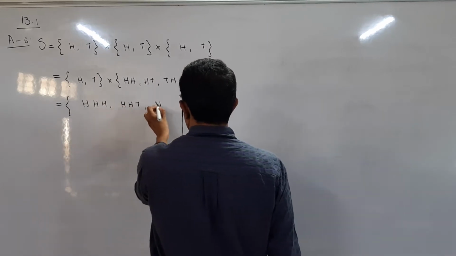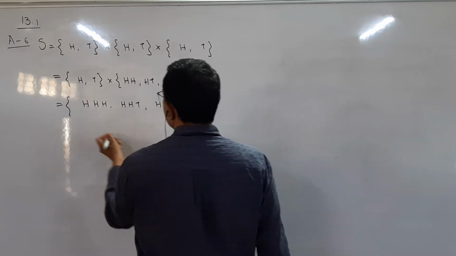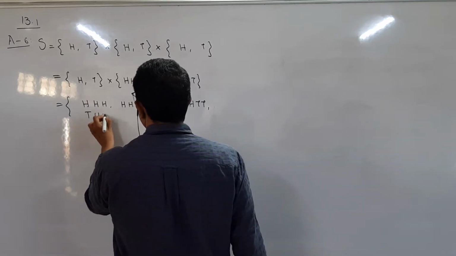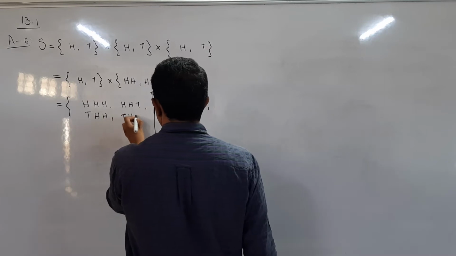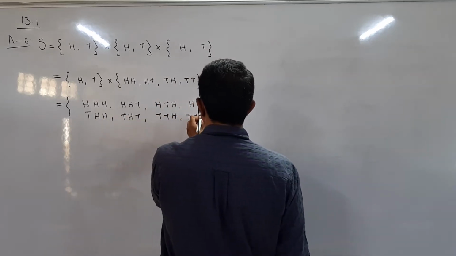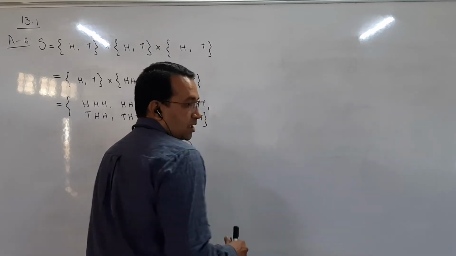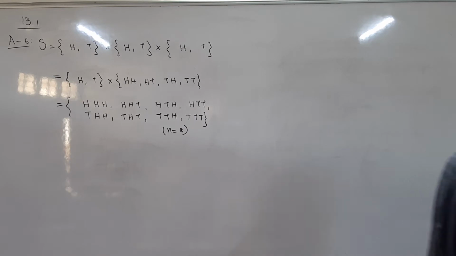HHT, HTH, HTT, THH, THT, TTH and TTT. So these are the total 8 outcomes of the sample space. Now we are told event F, because F occurs first, heads on first 2 tosses.